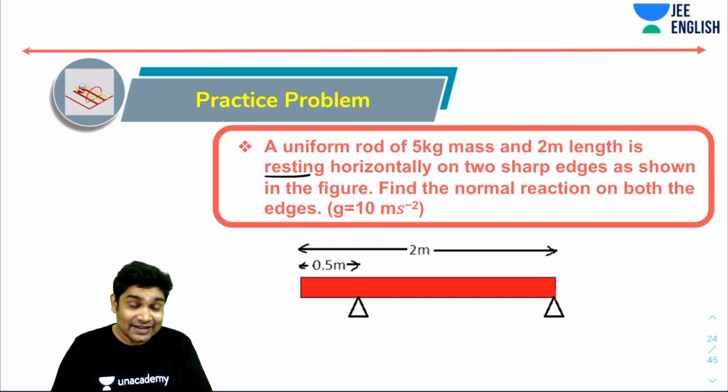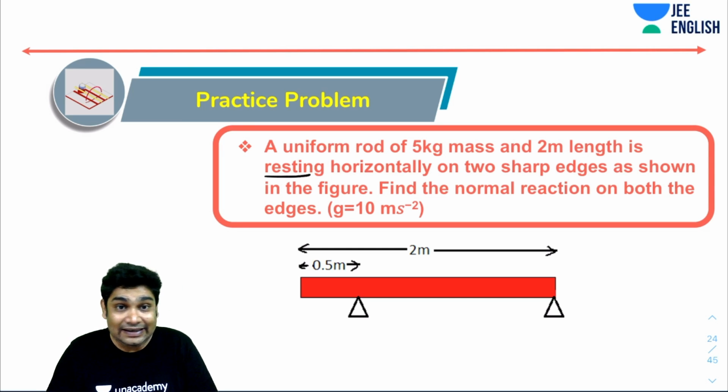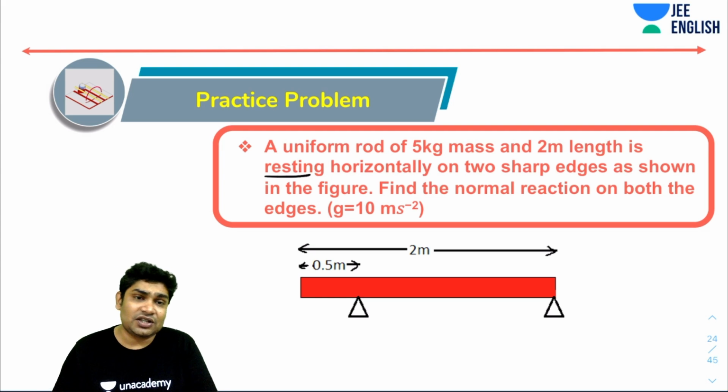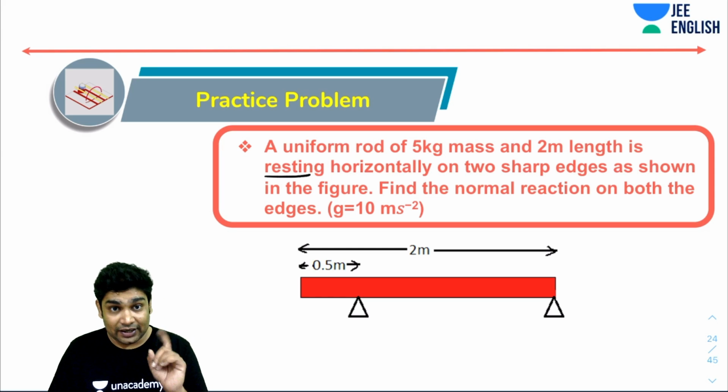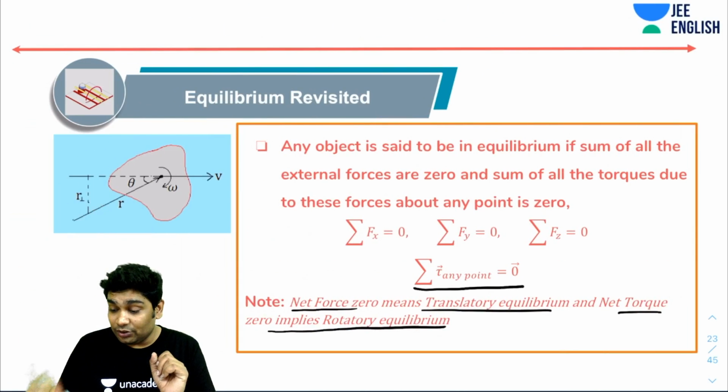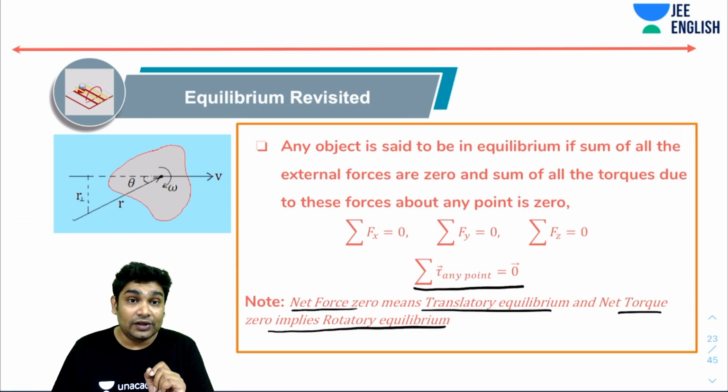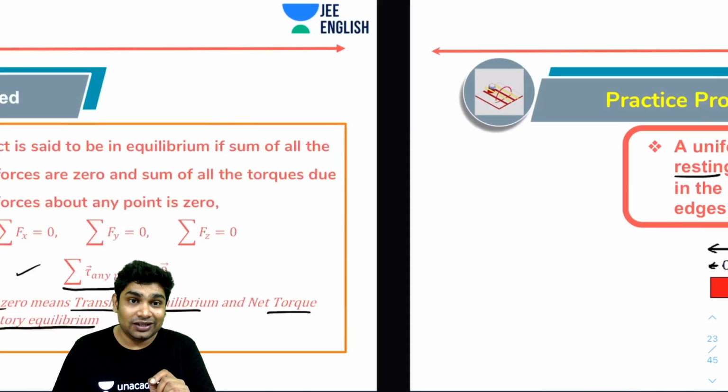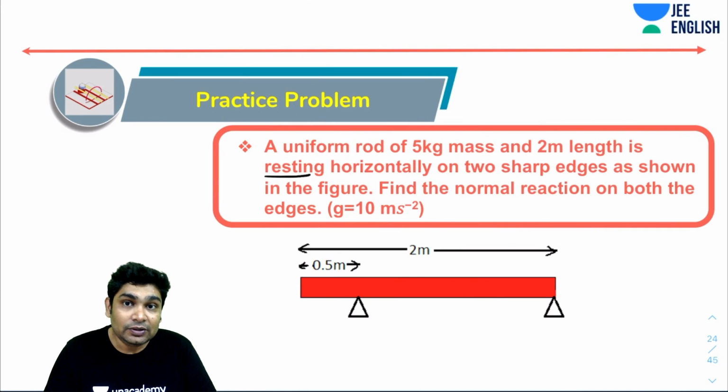If the body is resting, then it means it is in both kinds of equilibrium, both translatory and rotatory, right? So use the conditions for both translatory and rotatory equilibriums, and you can find the answers. Whenever you have such a problem, how do you approach it? You first make an FBD. Once you make the FBD, you write the conditions for equilibrium. The first is that the summation of all the forces would be zero. Second, the summation of all torques about any point would be zero. That is how you would have approached this problem.